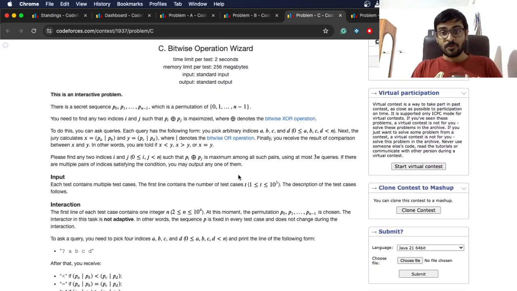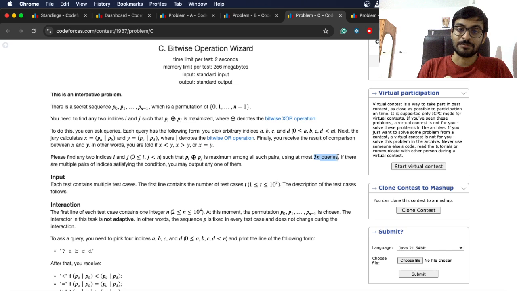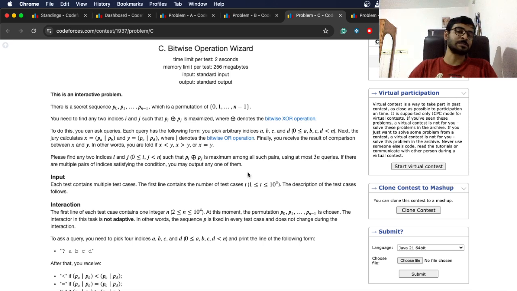Now we can ask this how many times? 3n times. Maximum 3n queries we can ask, and we have to return two indices by the end of these 3n or fewer queries. We have to give two indices such that pi XOR pj, bitwise XOR, is the maximum possible among all possible pairs.